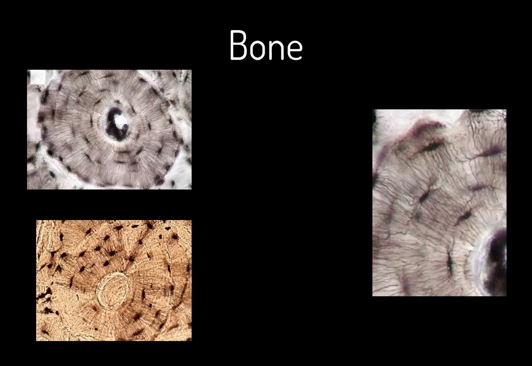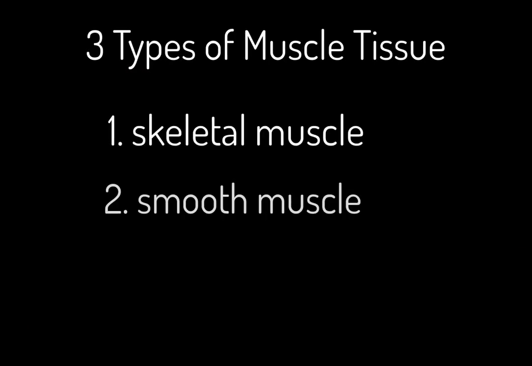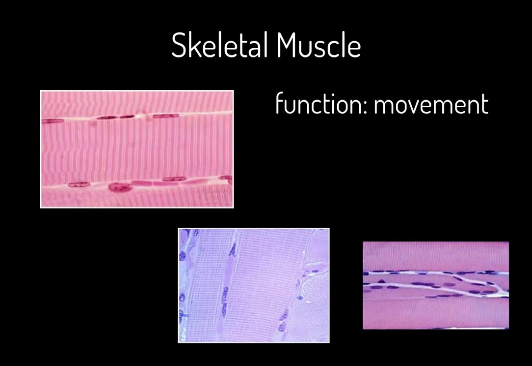Those are the connective tissues and their structures, locations, and functions, which you need to know. Moving on to the different types of muscle tissue, there's 3 different types. 1 is skeletal muscle, 2 is smooth muscle, and the 3rd type is cardiac muscle. The function of your skeletal muscle is to move your skeleton or your bones. If you look at this picture of skeletal muscle, you can see the light and dark striations that are there, as well as the muscle fibers themselves.